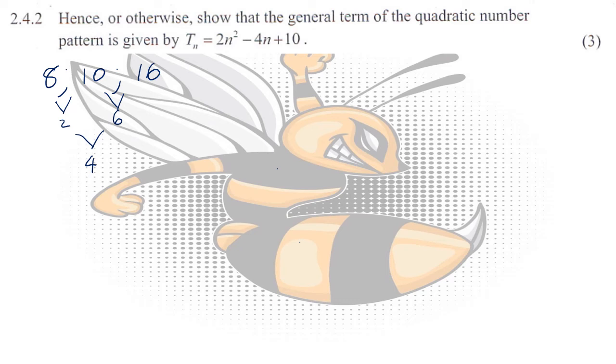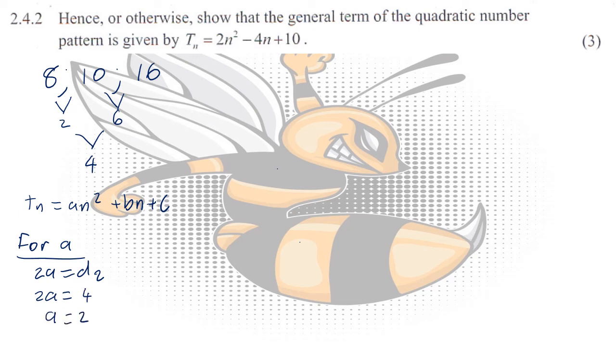Now to determine the value for a in the general formula, which is Tn equals an squared plus bn plus c, we always use the following formula: 2a equals d2, the second difference. So 2a is going to be equal to 4, because that is my second difference. Therefore a is 2.